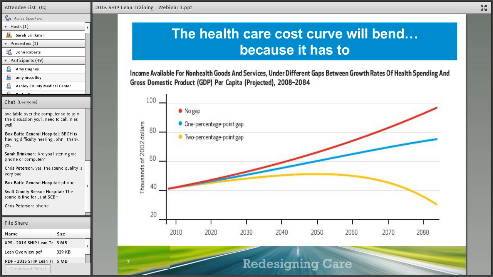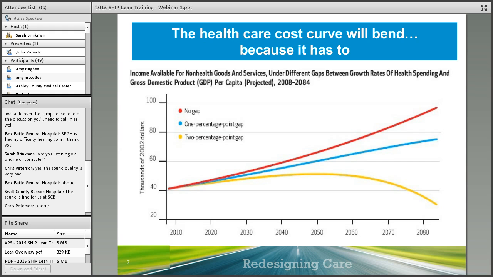The healthcare cost curve has to bend, and again, because we have a system now that's unsustainable as you look out to the future. And so if we can begin to even take a 1 or 2% gap and bend that cost curve every year, you can see from the graph that we have up that we can see some significant changes in the cost of healthcare as we move forward over the next 40 to 50 years.